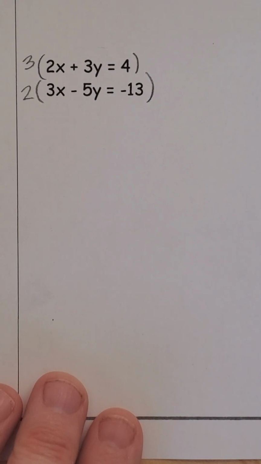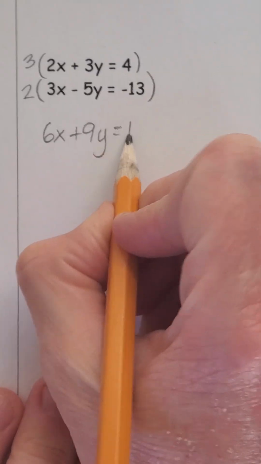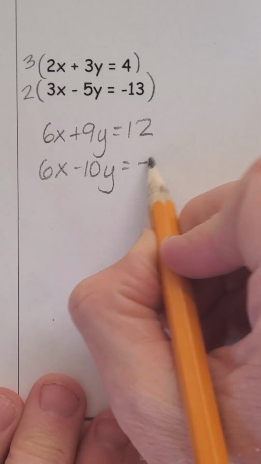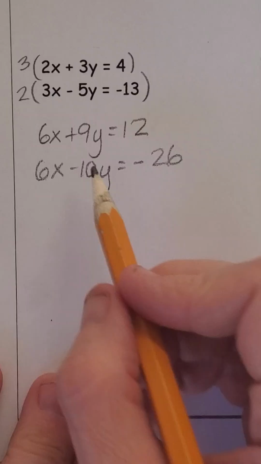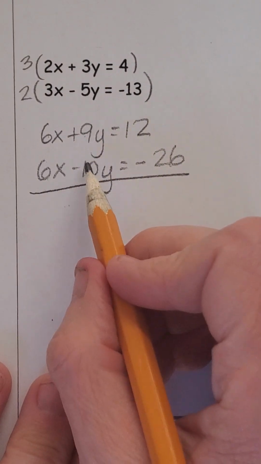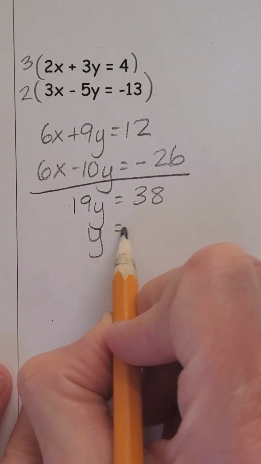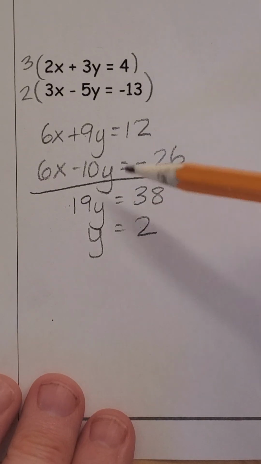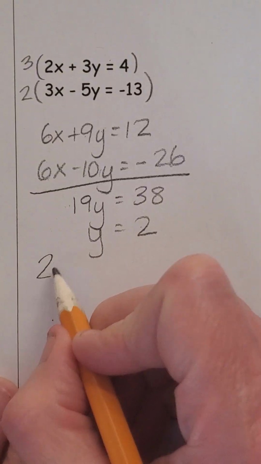So when we multiply one side, we have to multiply the other. So 6y plus 9y equals 12. And you want to make sure that you don't forget to multiply that. Now I've got my numerical coefficients the same, so I could subtract those equations. 9 minus negative 10 is 19. y equals 2. And I always recommend substituting it back into the original equation, just in case you made a mistake with one of these.